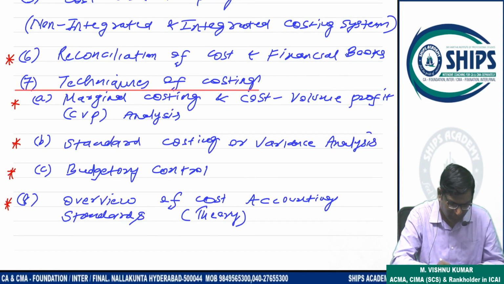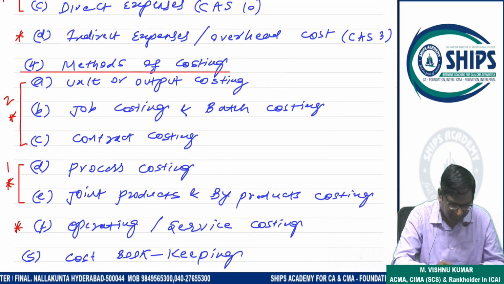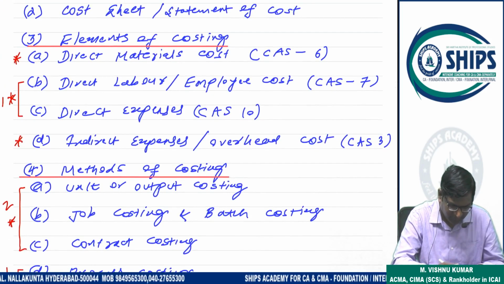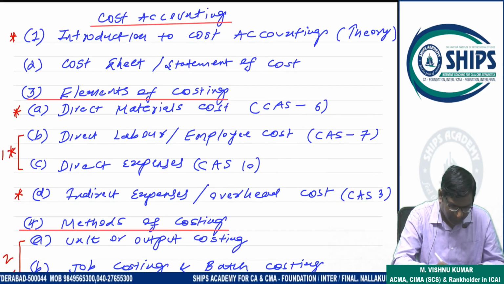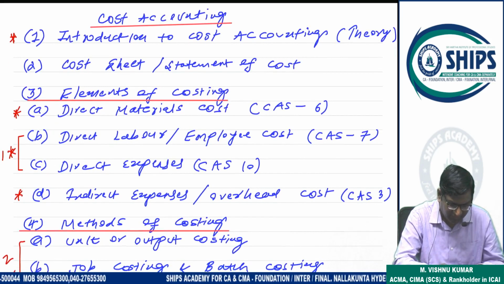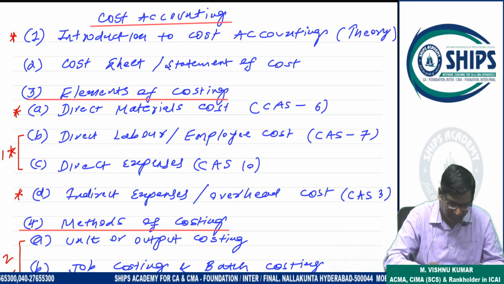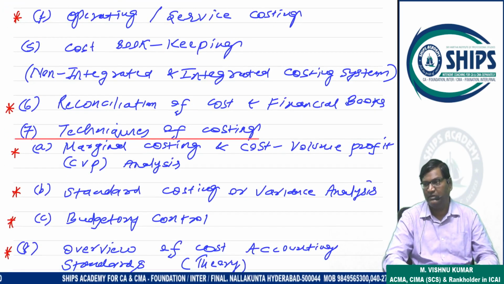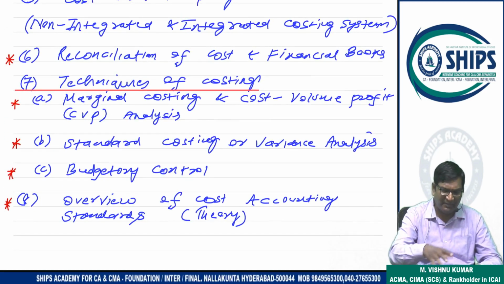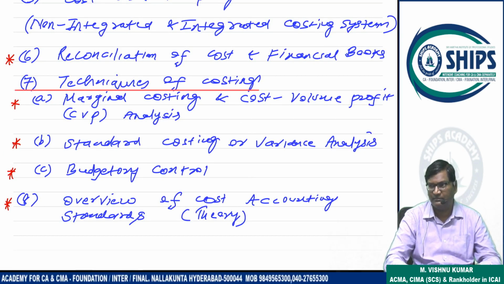At least a student should know marginal costing, standard costing, budgetary control, reconciliation, operating costing, process costing, cost sheet, direct material, overheads, and introduction. Easily you can attempt a 100 mark paper. The remaining is for scoring purposes. If you see all past exam papers, this is the exact trend followed by the institute.